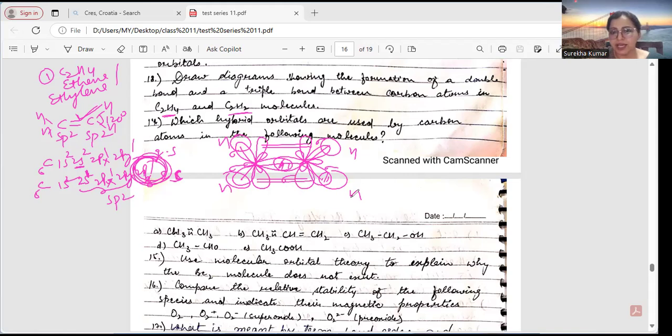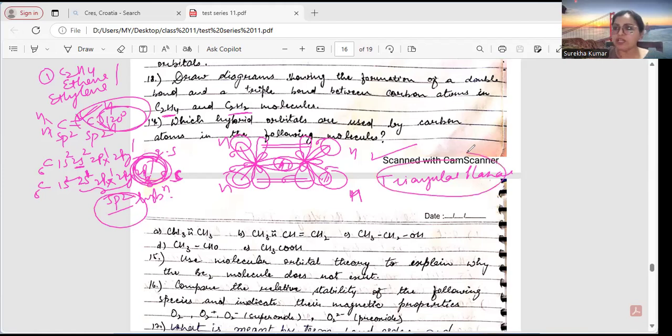So, here you have to write H, H, H. sp2 hybridization should also be there. 120-degree bond angle, and the name of the shape is triangular planar. See, you have to draw the structure, label it, and write the hybridization, bond angle, and name of the shape. Only then you will get marks. Okay.